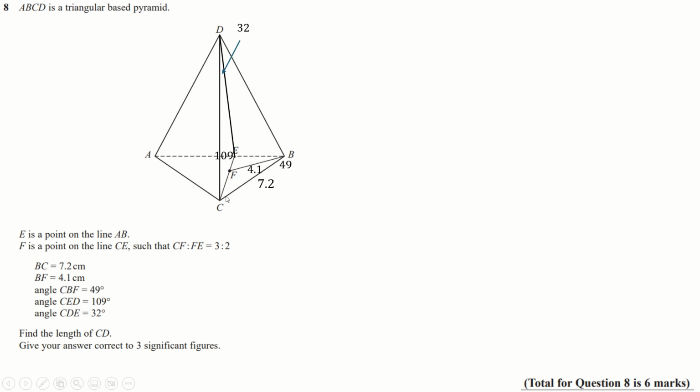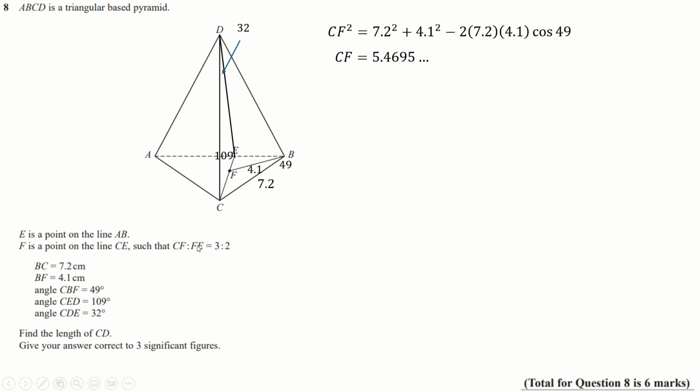Final length of CD. Now, firstly, we can work out CF by doing a bit of cosine rule on the triangle CBF, because we have the angle here and 2 sides there. So we can say CF squared is equal to this. That's just cosine rule being applied. I just typed it in and square rooted it straight away. Can't be bothered to type any more working than that.